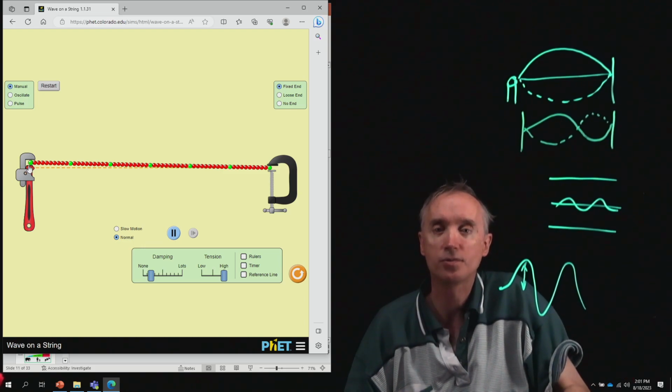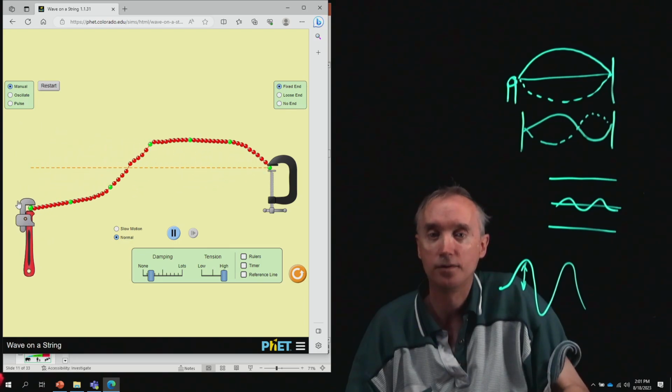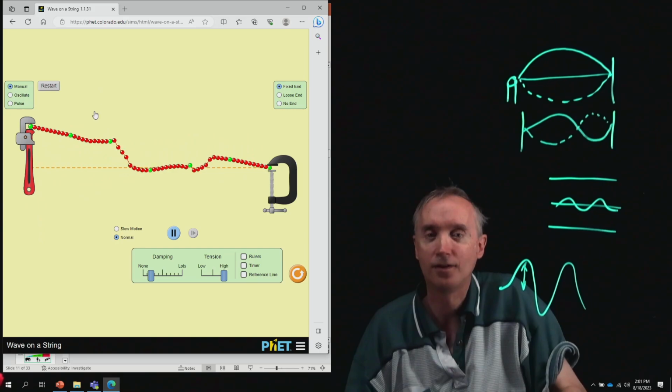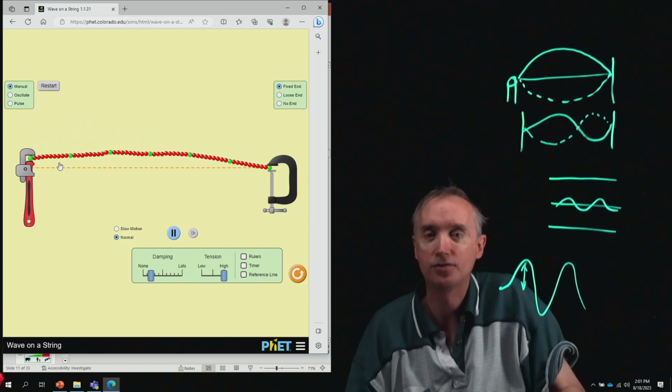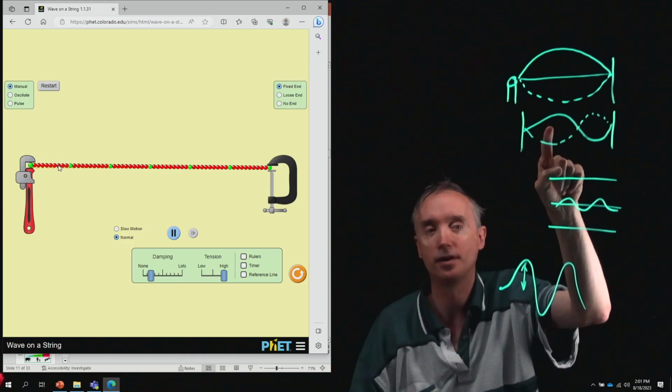Now notice what I'm going to need to do with the wrench in order to get two standing waves in there. It's kind of hard to do. I'm going to let you do this at home to get that right. But if you're doing it at just the right frequency, you should be able to get two standing waves in there.